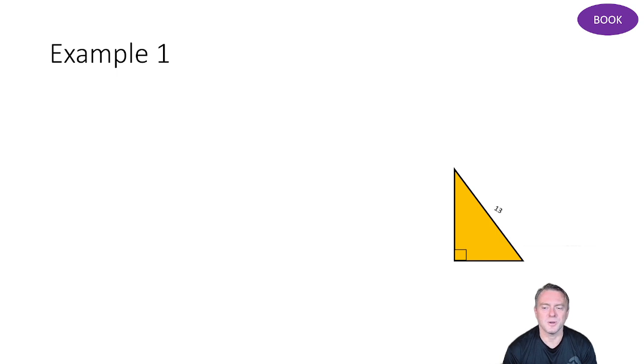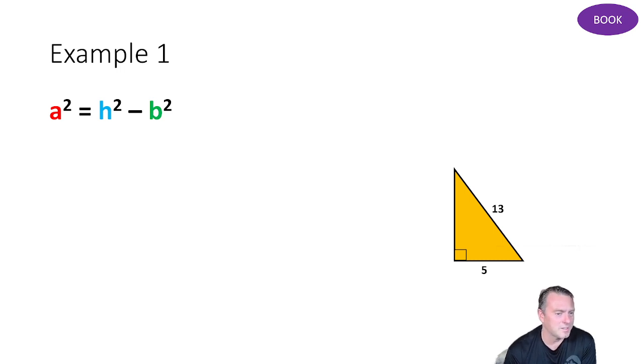So the first example to show you how this works, if you're given the hypotenuse of 13 and then 5, we first would write the rule. So I always write A squared is equal to H squared minus B squared.